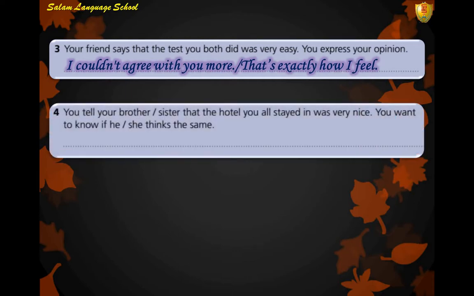Number 4: you tell your brother or sister that the hotel you all stayed in was very nice. You want to know if he or she thinks the same. The answer: the hotel was very nice. Do you agree?